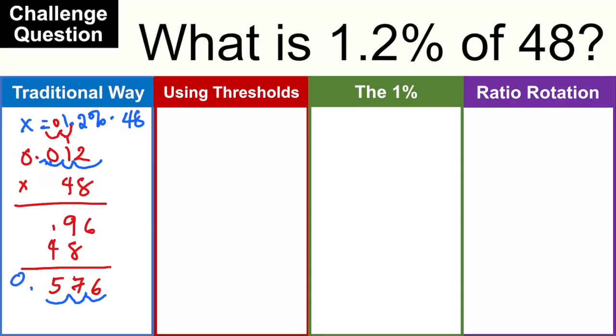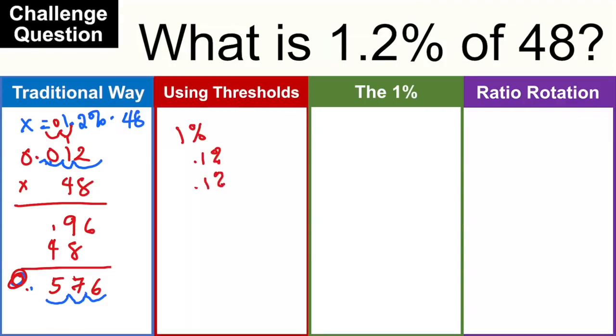Okay? So, again, we have to remember that 0.576 ang sagot sa traditional method. Ang goal natin would be to see if we get the same answer out of every other method that we're going to use. Now, dito tayo sa threshold. So, we have 1.2% of 48. Okay? So, yung 1.2%, pwede kong kunin na lang yung 1 muna. So, 1%. And then, kukunin ko yung 0.1% and 0.1%.